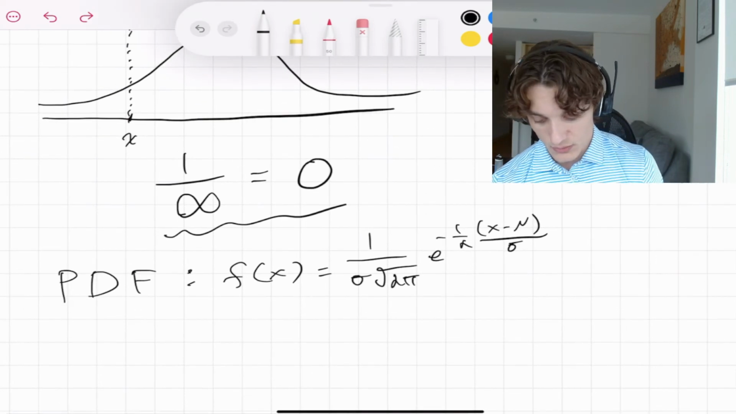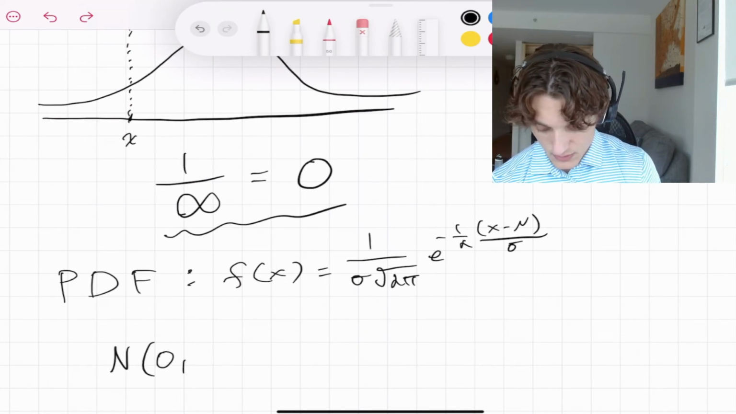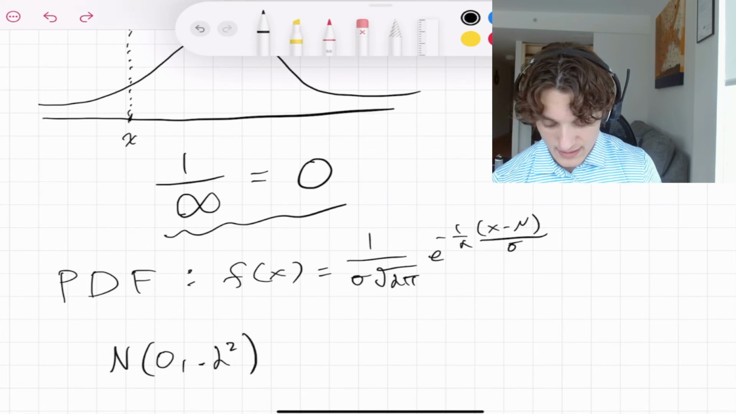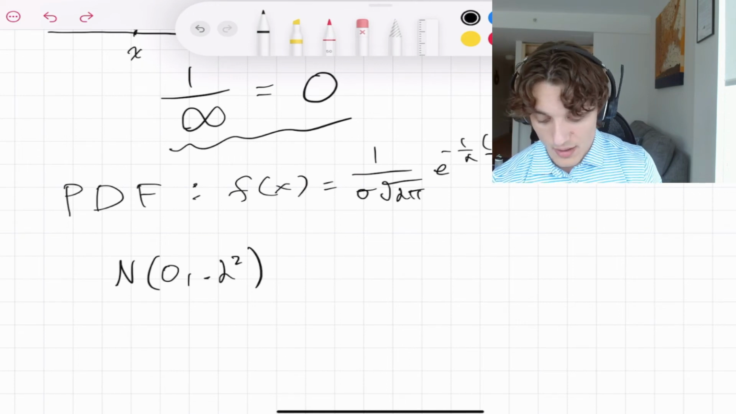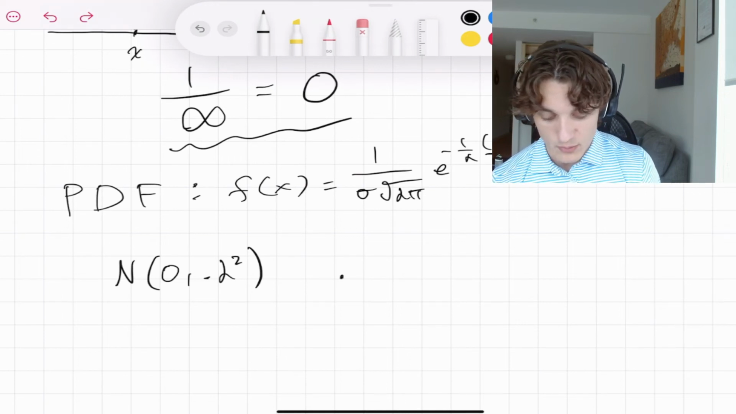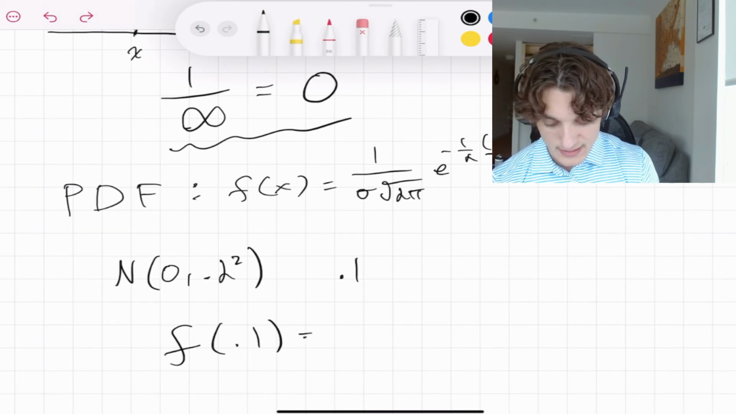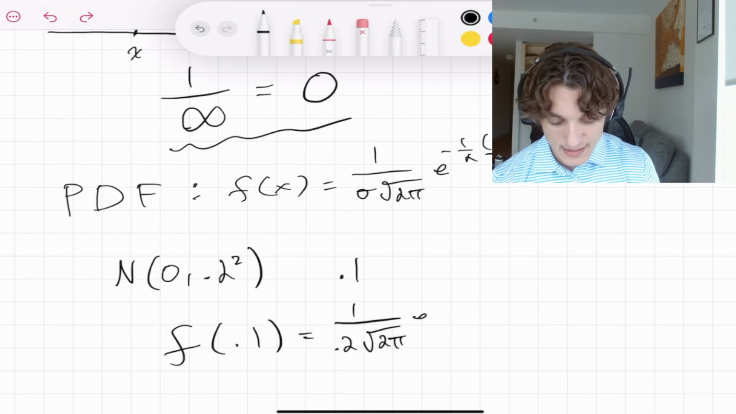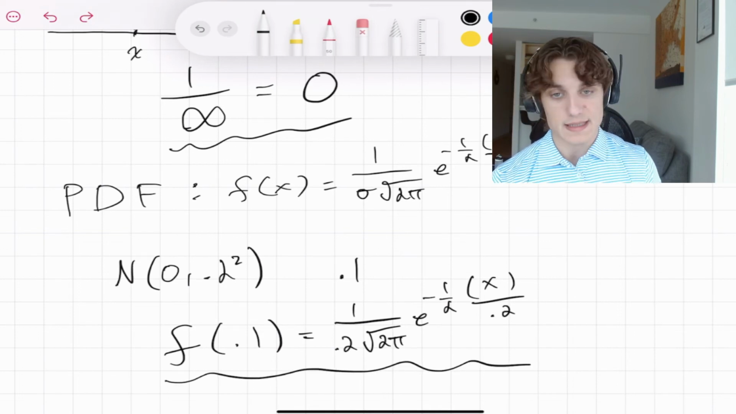So if we were to do, for example, N distributed as (0, 0.2 squared) once again, and we wanted to say, hey, what is the likelihood that the outcome of a particular sample is going to be 0.1, then we would simply do f of 0.1, and we would say that this is equal to 1 divided by 0.2 times square root of 2 pi, e to the negative 1/2 ((x minus mu, which is 0) divided by sigma, which is just going to be 0.2) squared, and this is going to give us that likelihood.